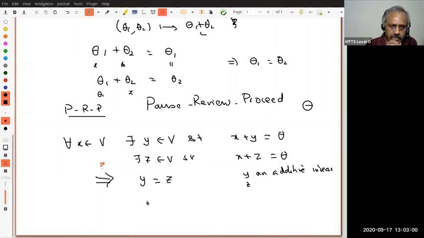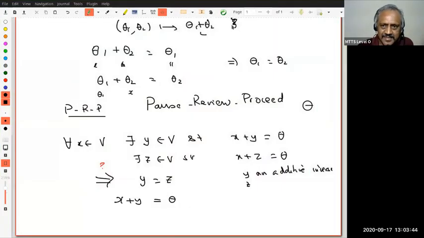So let us start with this. I have x plus y equal to theta, right? I want to prove y equals z. Let me keep that in mind. I keep forgetting. Okay. All right. So what do I do? Can somebody think of something? So what do I do? Now let us add z to both sides. If I add z to both sides, what do I get?